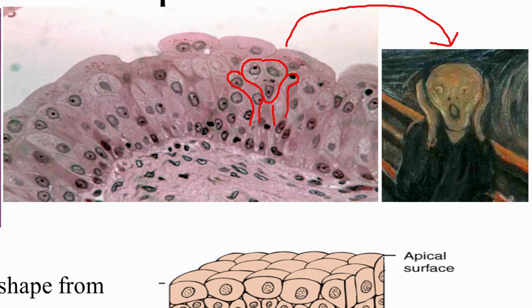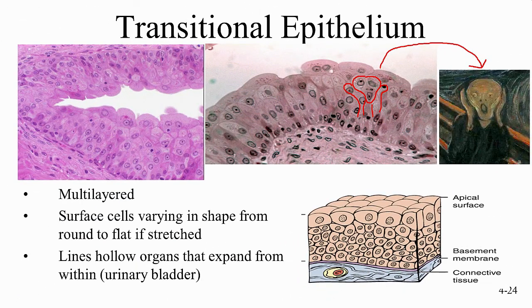Anyway, this is transitional epithelium, and it's epithelium that's found in the urinary bladder, and also the ureters that are coming down from the kidney to the bladder, and it allows that tissue to stretch.